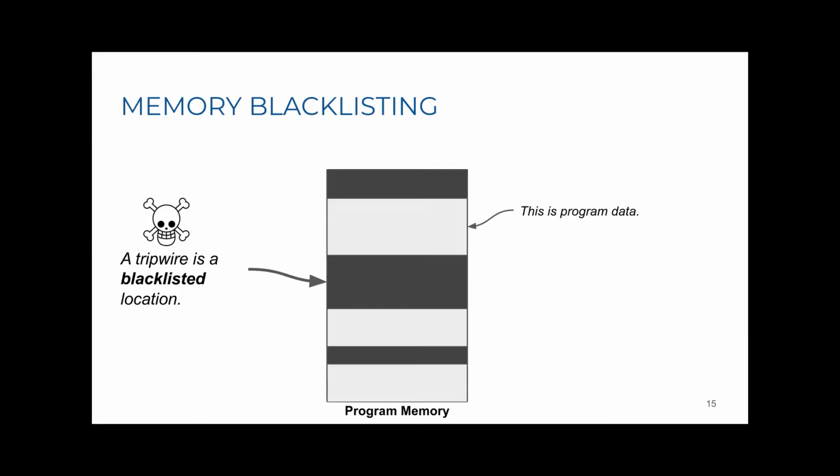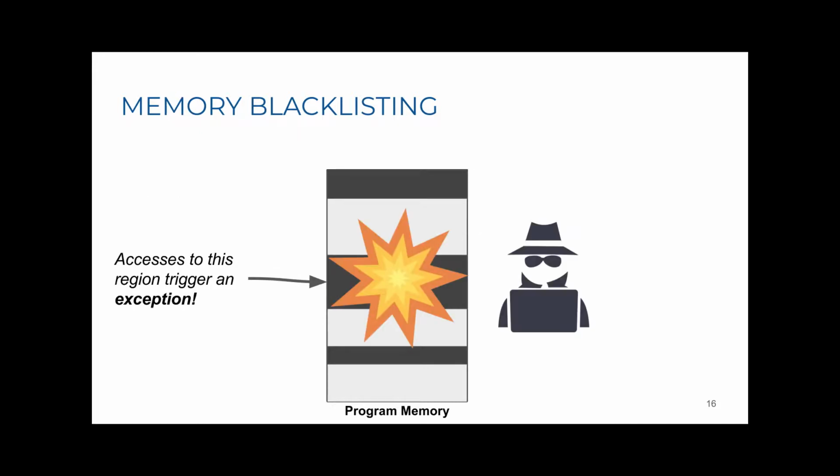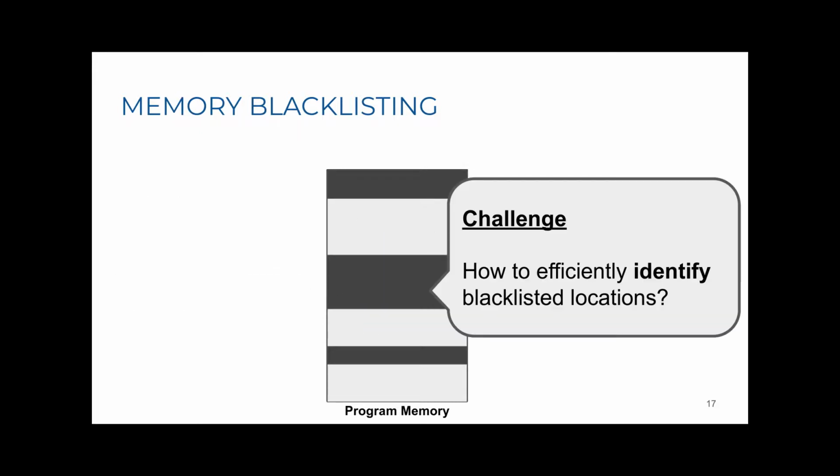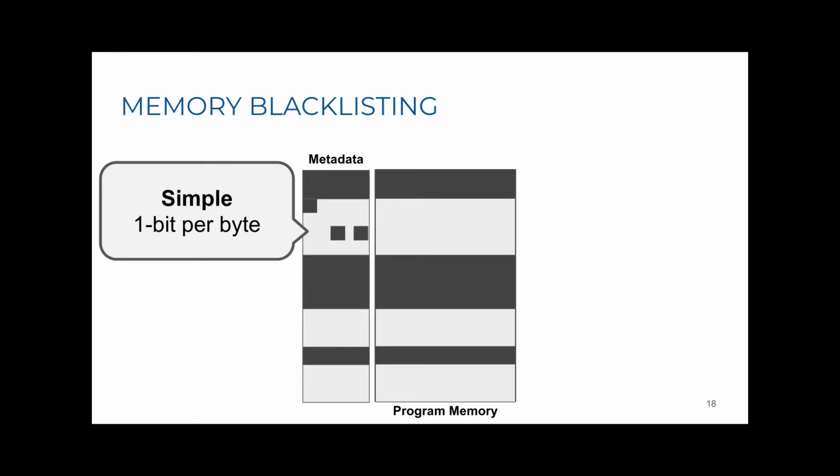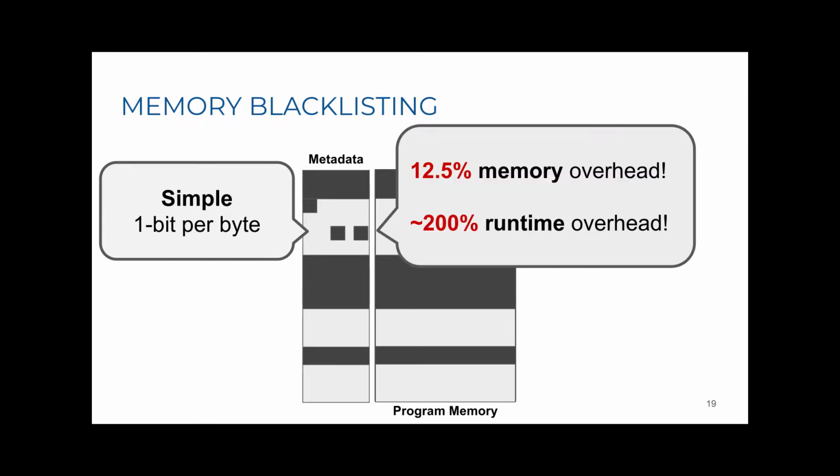We build on a concept known as blacklisting. The idea is to insert tripwires randomly throughout memory, going off if an attacker trips on them. The technical challenge lies in how to efficiently identify these blacklisted locations. The straightforward approach to identify any byte as blacklisted needs 1 bit per byte. But this can lead to prohibitive memory and runtime overheads.